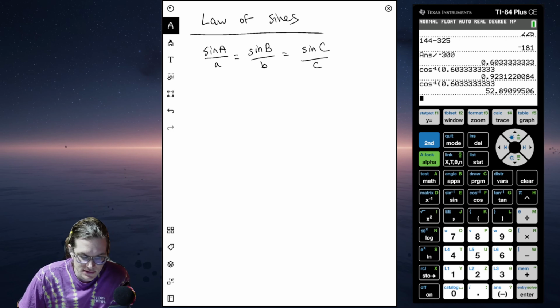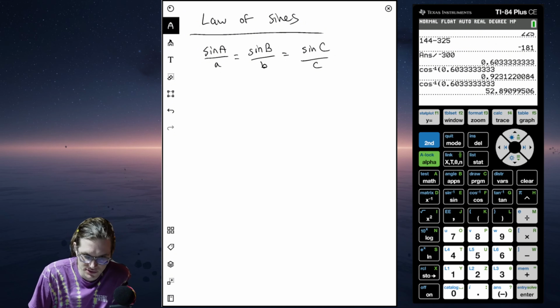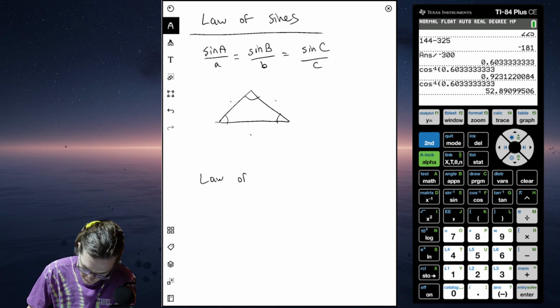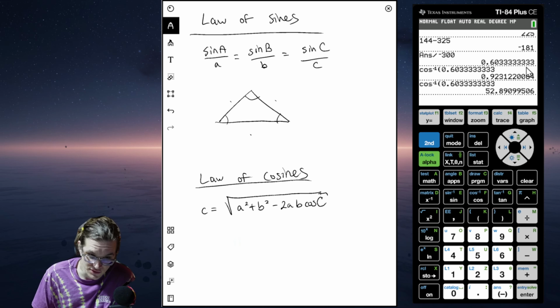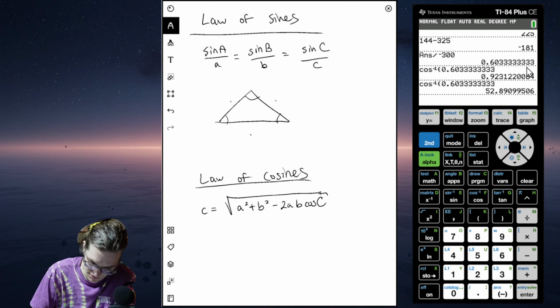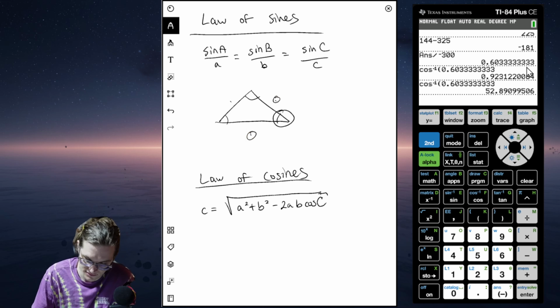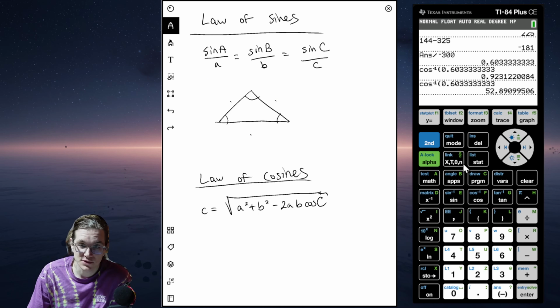Right, so law of sines is useful when you know any two angles and any side. And then our law of cosines can be used, as we saw in the example, if you have three sides or if you have two sides and an included angle, meaning you have this side and this angle. And that covers that. So I hope you enjoyed this video.